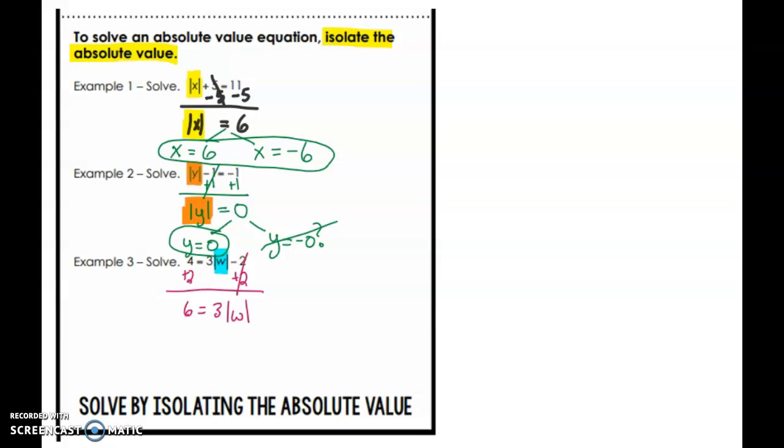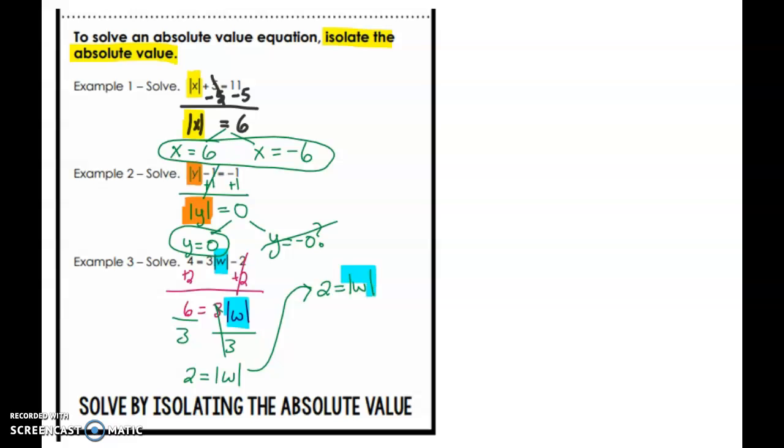Now let's go ahead and highlight that absolute value again. All right, still trying to get it by itself. So next, we're going to move the 3. It's multiplying times the absolute value, so let's divide. All right, so I have 2 equals the absolute value of W. Now, because I ran out of room, I'm going to rewrite it up here, but if you have room, keep going right underneath. So now let's highlight that absolute value one more time.